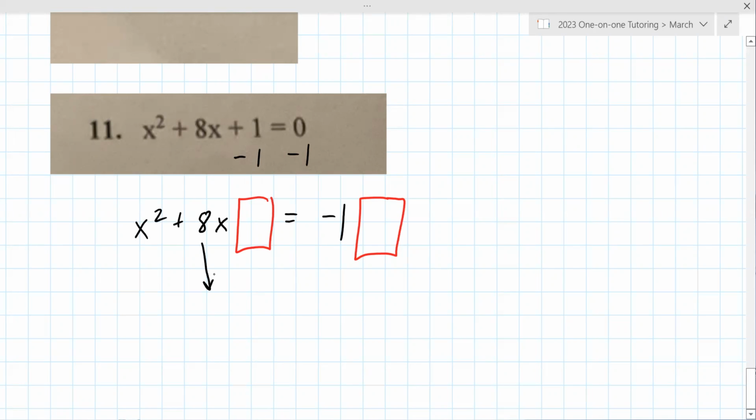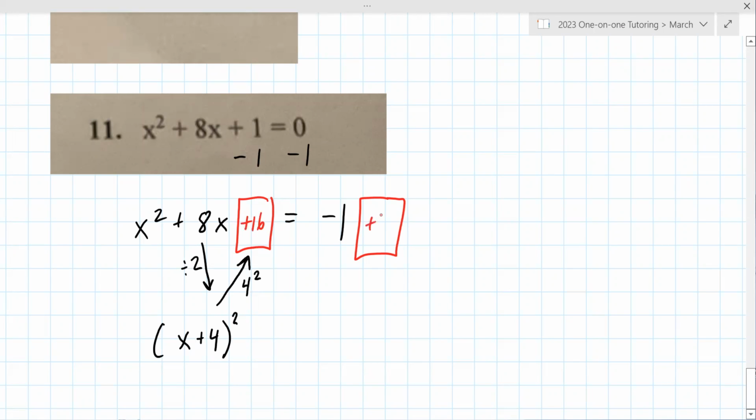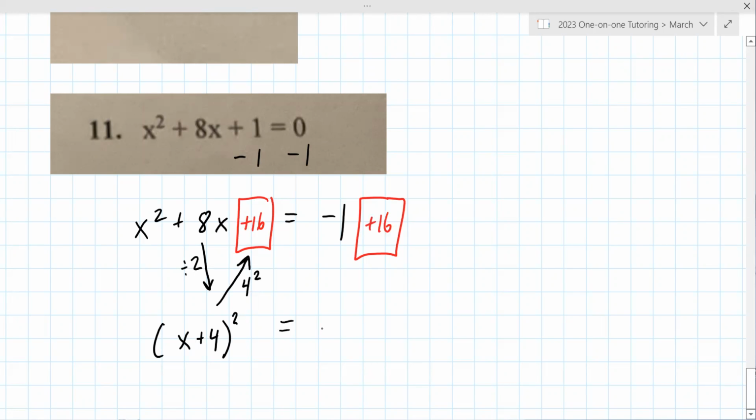Do you remember what we do first for completing the square with that 8? Divide it by 2. Yes. So it becomes x plus 4 squared. And then the number that goes in the box there is 4 squared, or 16. 16. Yeah. And we do that to both sides. You got to share to both the same value. On the right, this becomes 15.